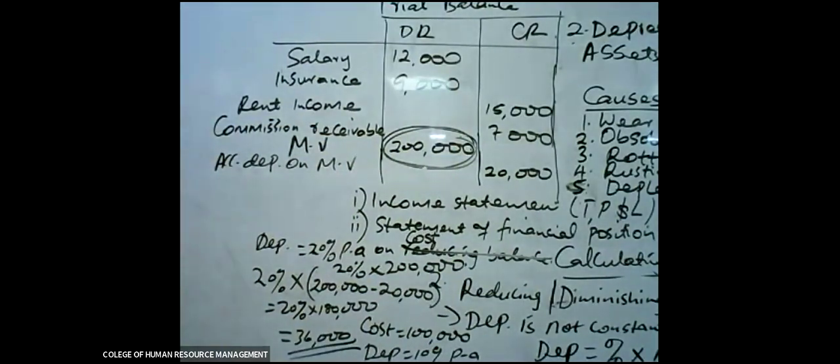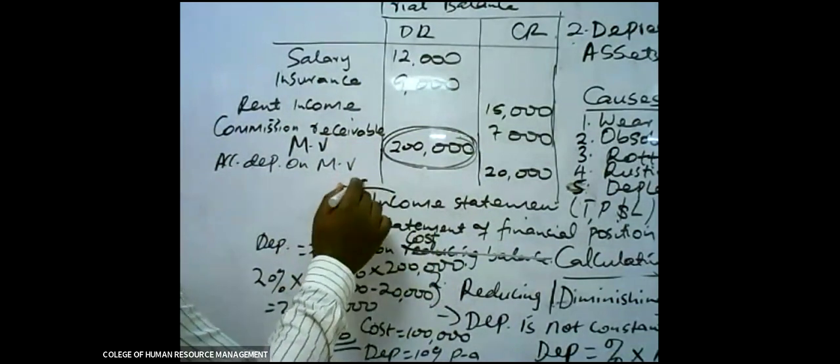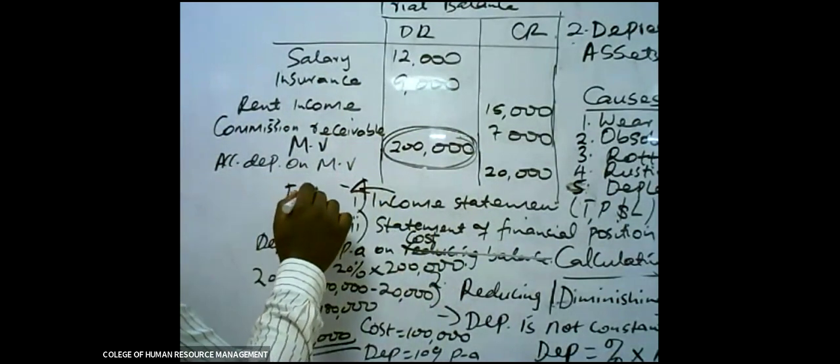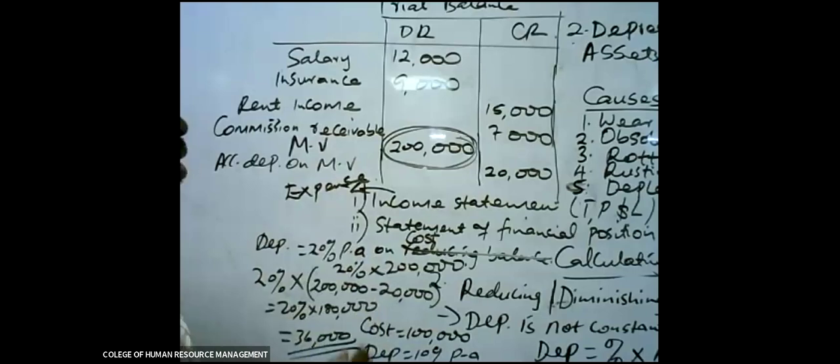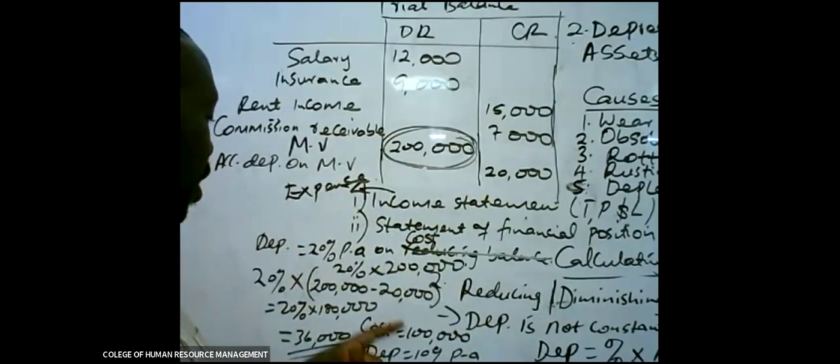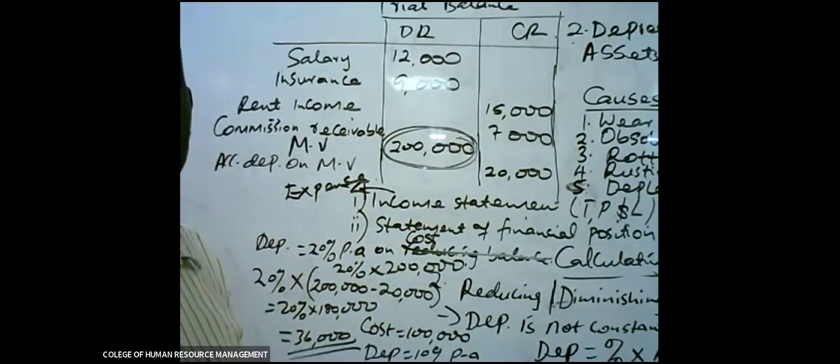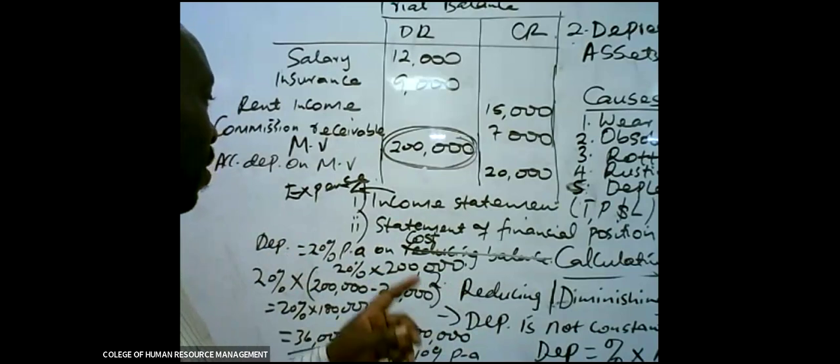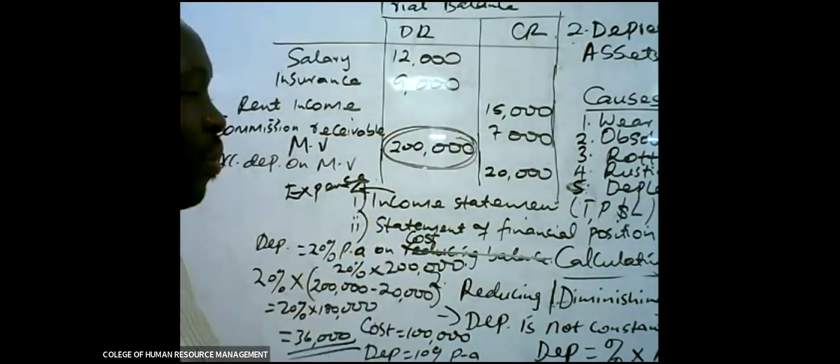So, depreciation in the income statement, the amount that you get, you treat it as an expense. When you are listing your expenses, salaries, insurance, repairs, electricity, include depreciation of that asset. You include it as part of the expenses, the one that you have calculated.